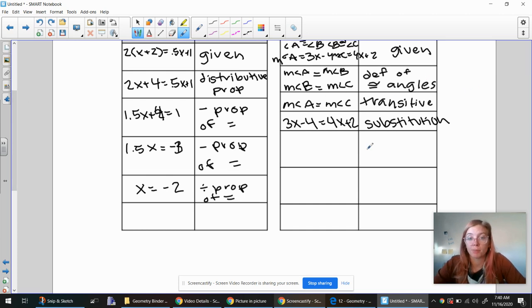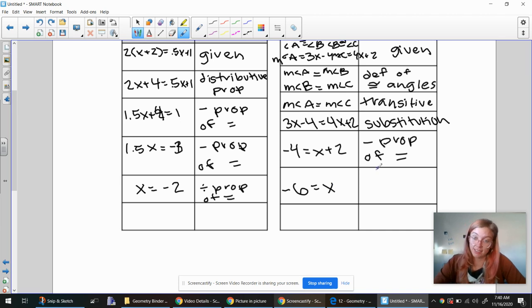Moving on, now we're going to use our properties of equality to solve. So I'm going to start by subtracting 3x from both sides. So negative 4 equals x plus 2. That's the subtraction property of equality. Then I'm going to subtract 2 from both sides. And I have negative 6 equals x. That's also the subtraction property of equality.